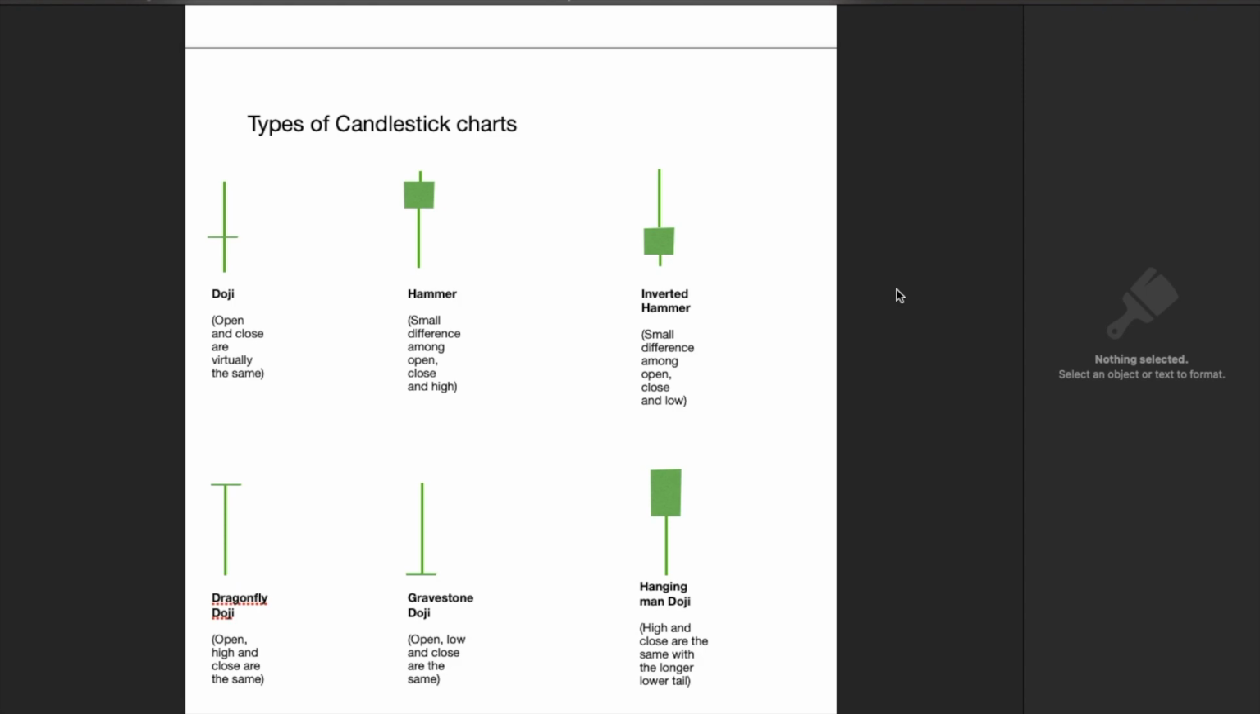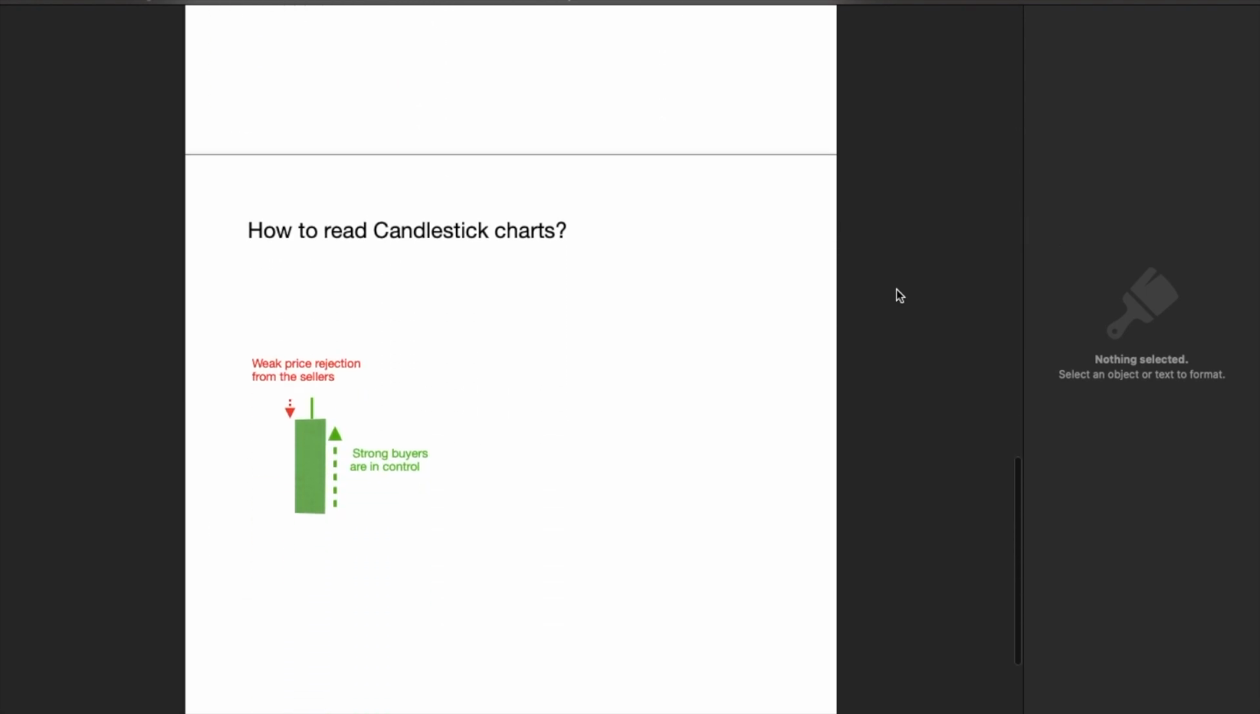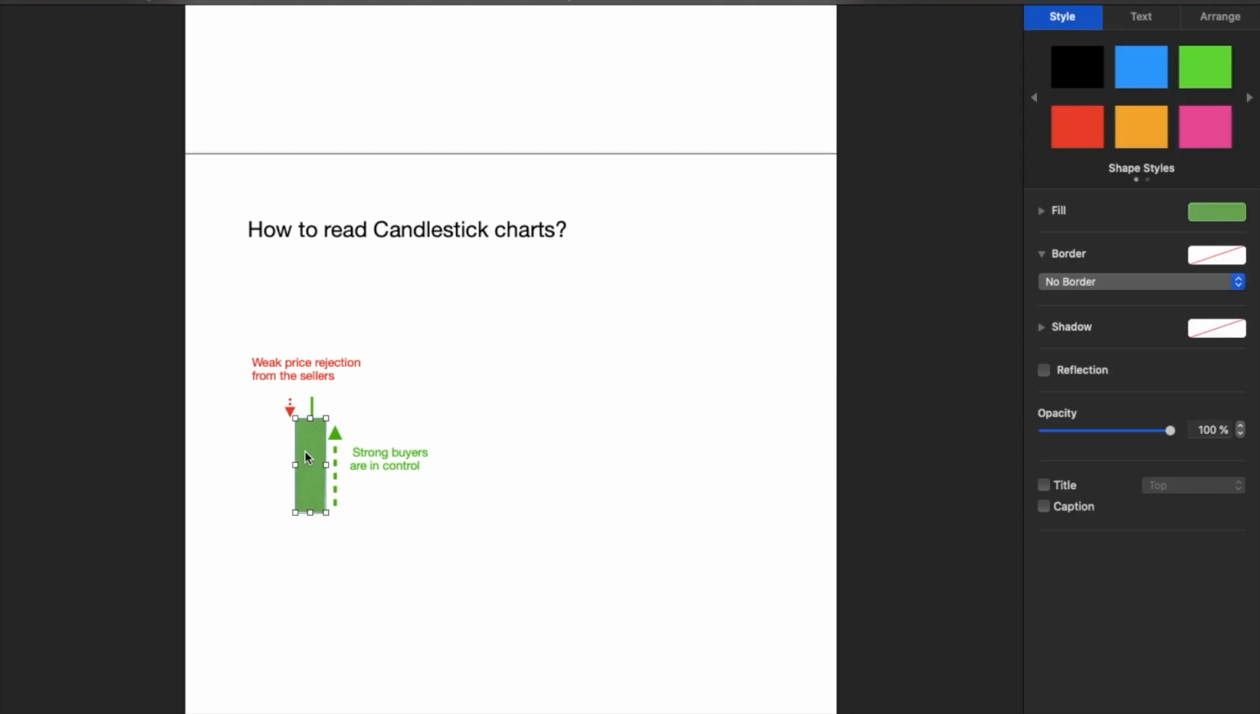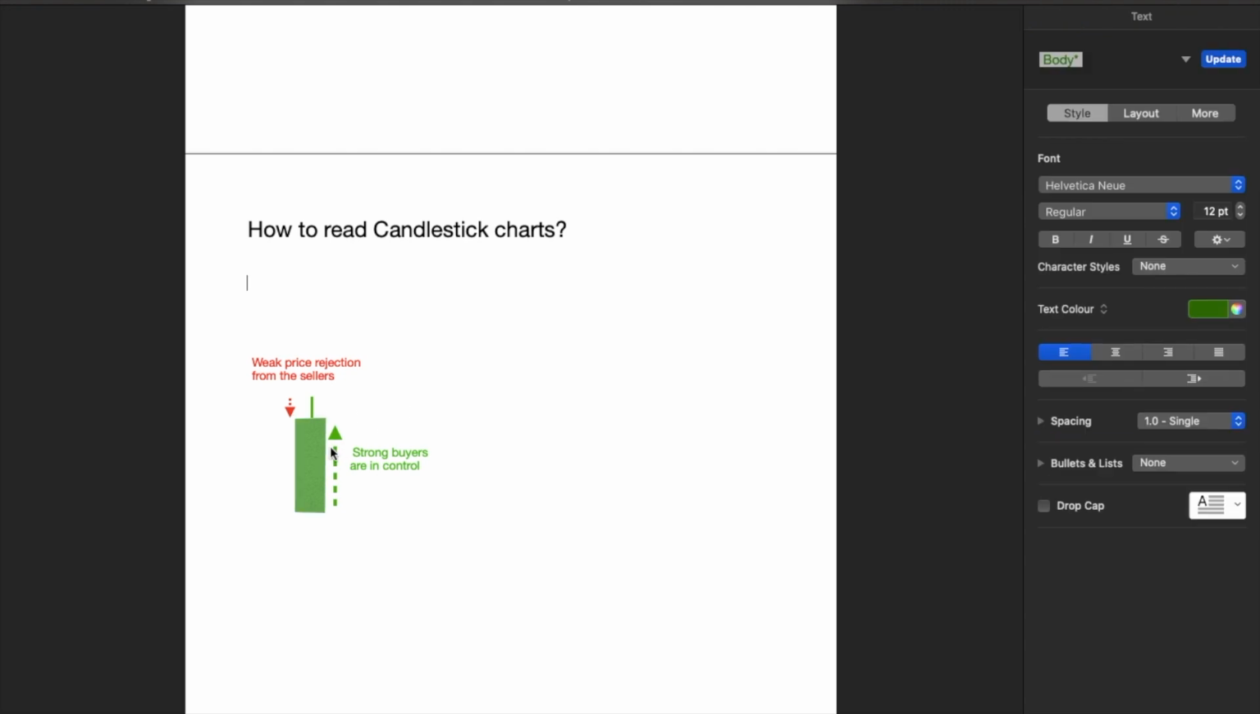So now that we have seen different types of candlesticks, let's see how you can read them. Now we know that there are only two major components of a candlestick. This here is called the body, and this one here is the wick. The body tells you who is in control, and in this case, strong buyers are in control. However, there is some rejection from the sellers. In this session, this was the highest price reached during this time period, but the sellers were rejecting the price, pushing it further down, and finally it closed here during that particular time.